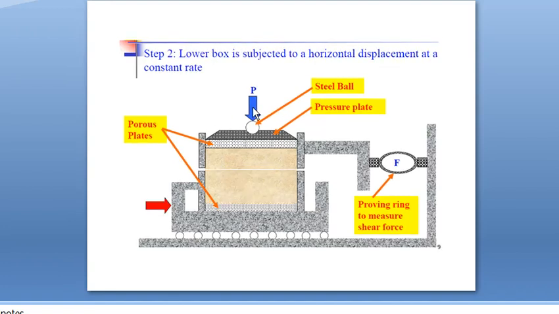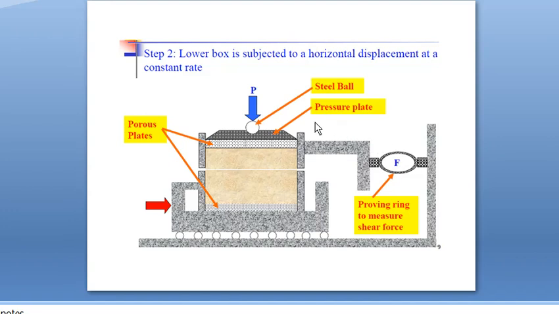In the second stage, we are applying shear load at a constant rate of strain. That is, we are applying the horizontal force at constant rate of strain, and during this period the sample shears along this horizontal plane between the two halves. At that time we are taking the readings of proving ring and dial gauge at around every 30 seconds. From proving ring we will get shear force, and from dial gauge we will get shear displacement.